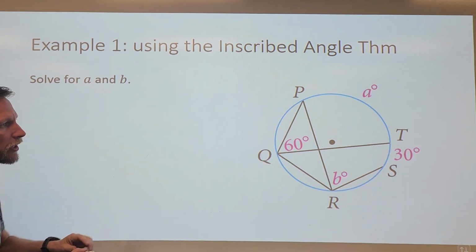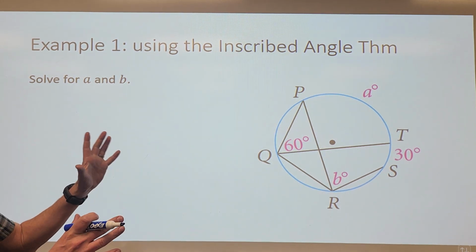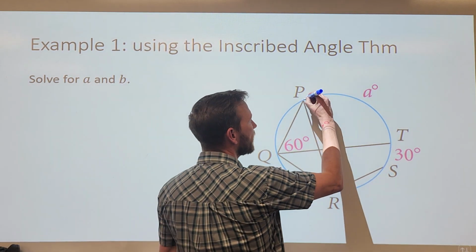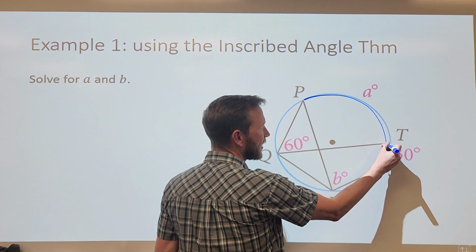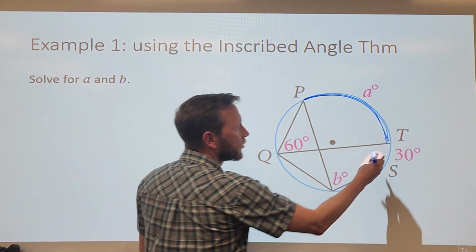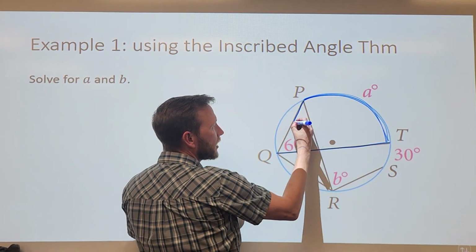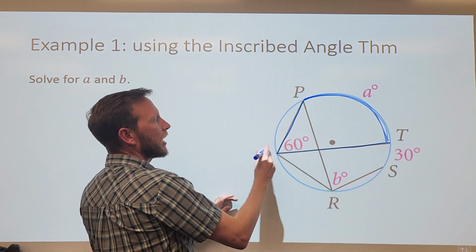So in this case, I would like for you to try to draw your picture as best you can in your notes there. And we have some situations that we want to try to explore. We have this arc right here, PT, and its measure is A degrees. We're going to figure out what A is. Well, that arc is the intercepted arc for this inscribed angle.